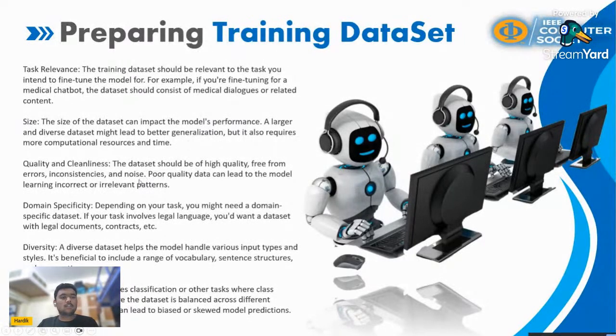Then the third thing is data quality and cleanliness. It should not have any errors, and it should not have any empty fields. We should properly take care of that. Then I just talked about domain specificity, that if you need to prepare a data model for the medical field, then you will not include the defense field in that. Yeah, it should be diverse.